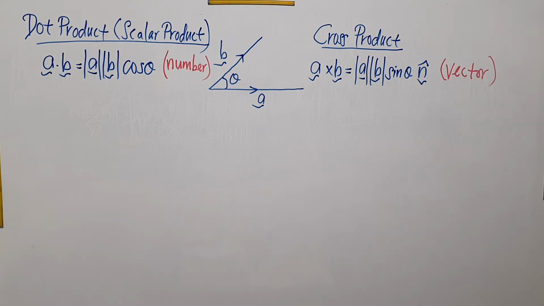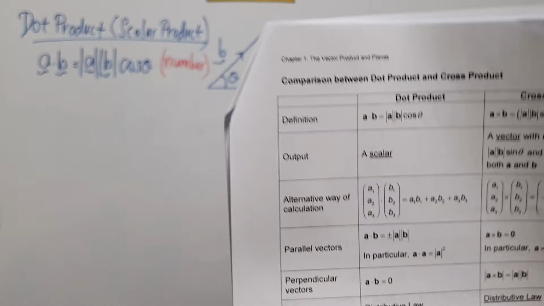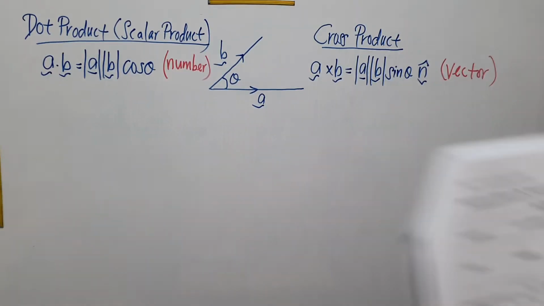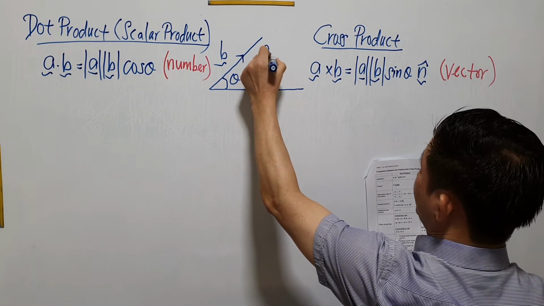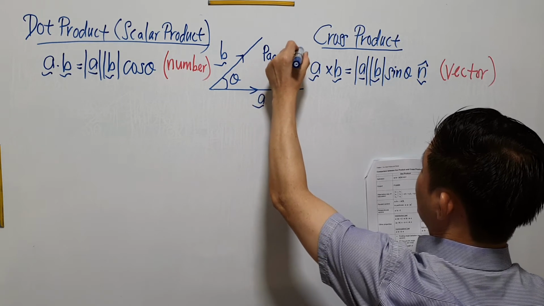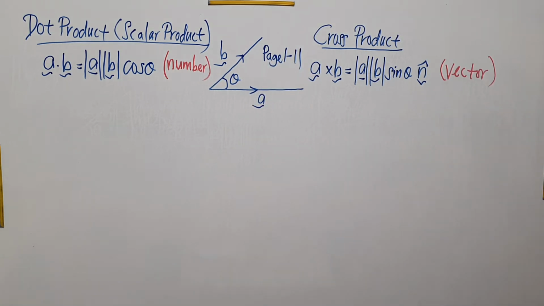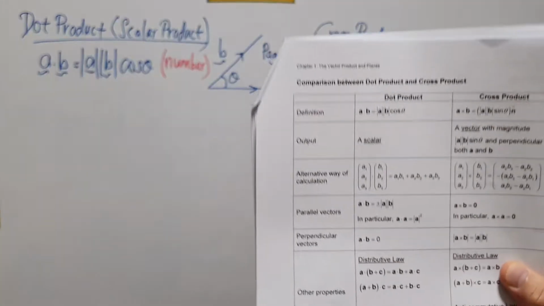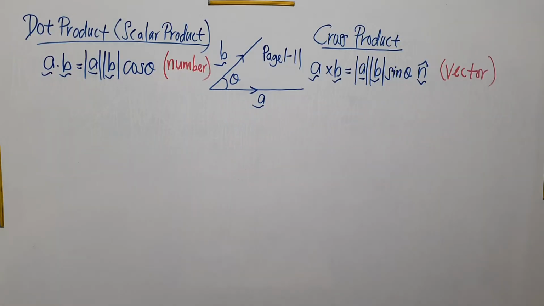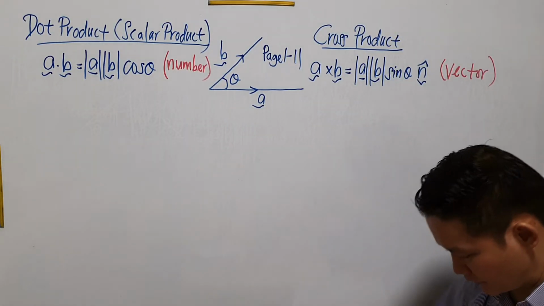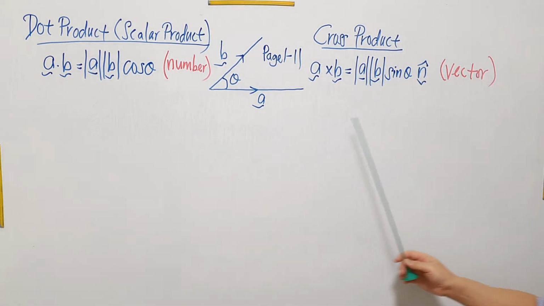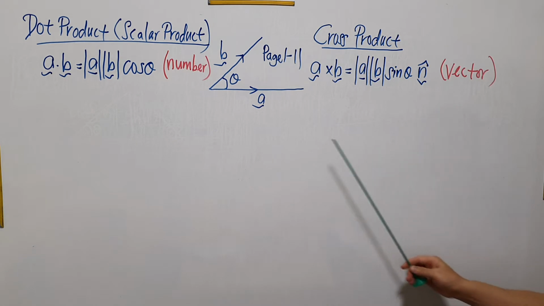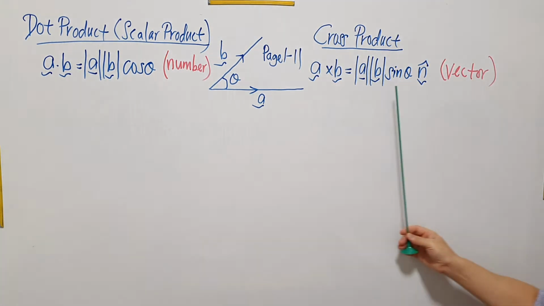Where are we right now? In my notes, we are on page 111, the comparison table. I think it should be the same for yours as well. So in this comparison table, first the definition. I'm highlighting to you that this is actually a number, whereas this is actually a vector. This one uses cosine, and this one uses sine.